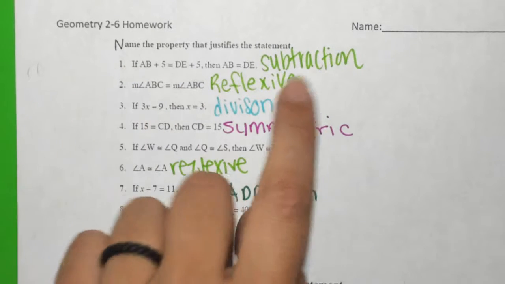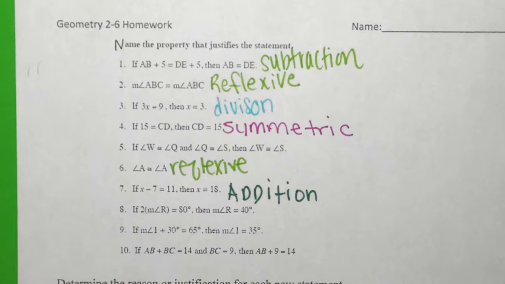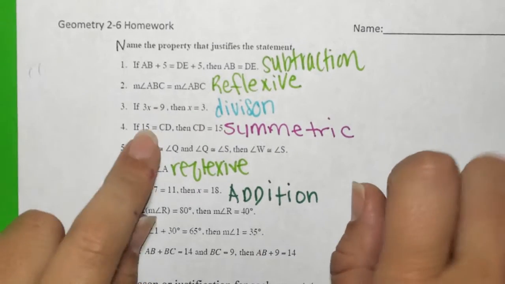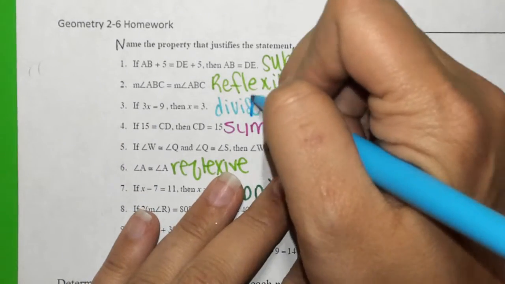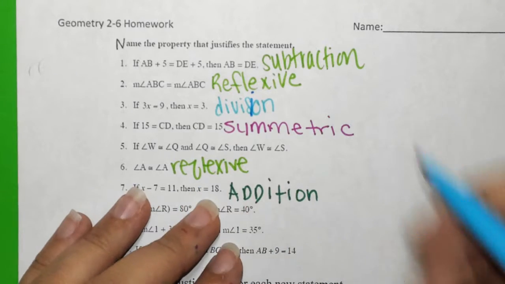So number 1 is subtraction. Number 2, that's reflexive. What about number 5? Number 3 is wrong. Number 3 is division. How did you know? Number 5 is transitive.